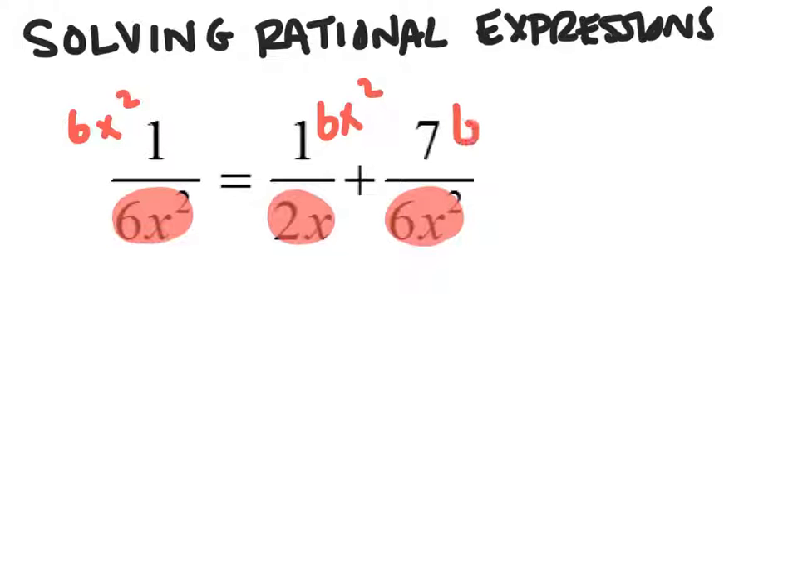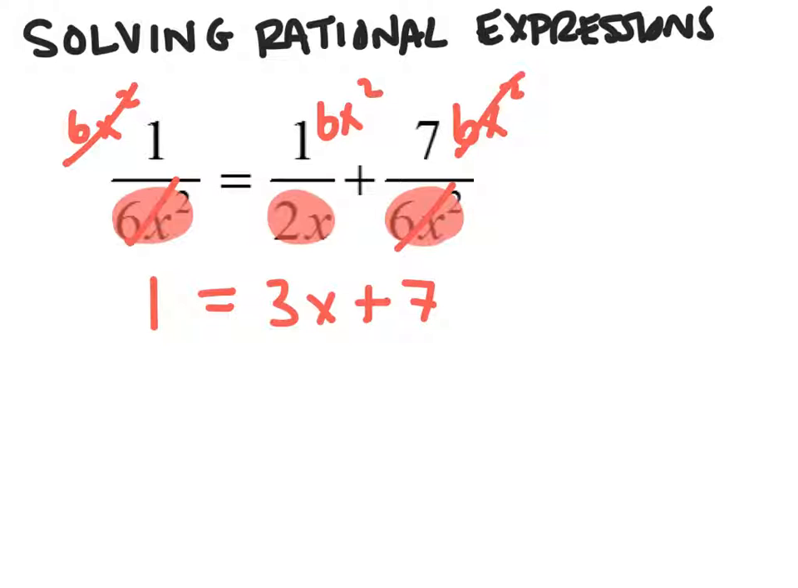If we multiply each of these by 6x squared, in the first case these would divide out cleanly, leaving us with a 1. Here, 6x divided by 2 is 3, and x squared divided by x is x, so 3x times 1 just leaves us with 3x. And then finally, all things cancel here, leaving us with a 7. This is a much simpler equation to solve, and so this is a much preferred technique to use.